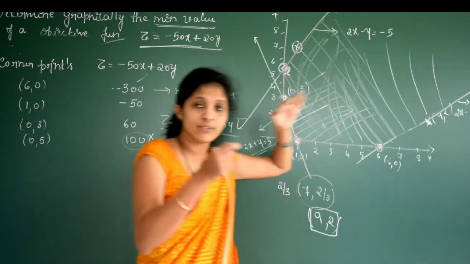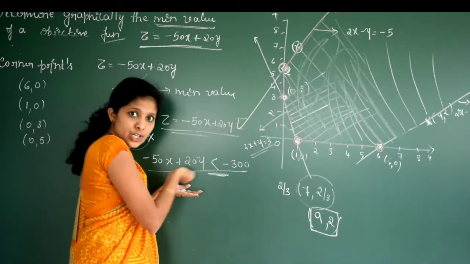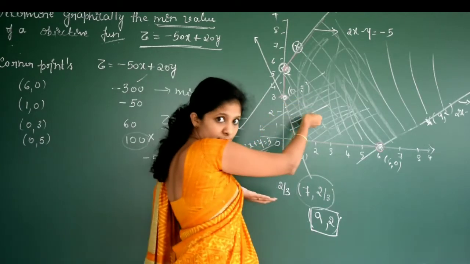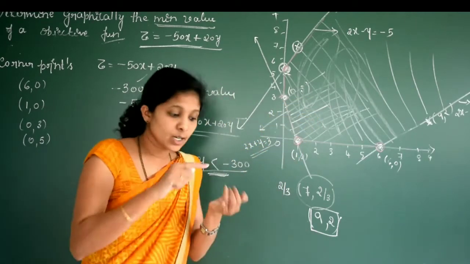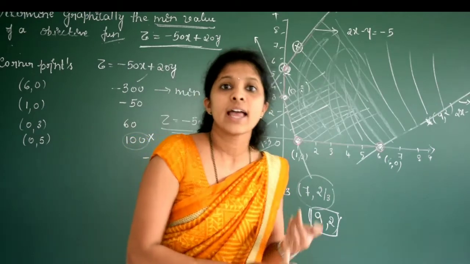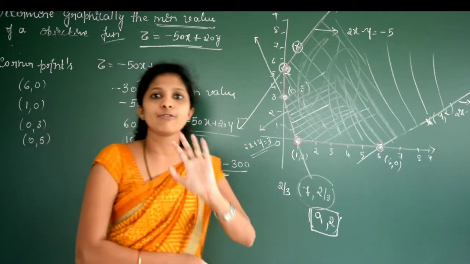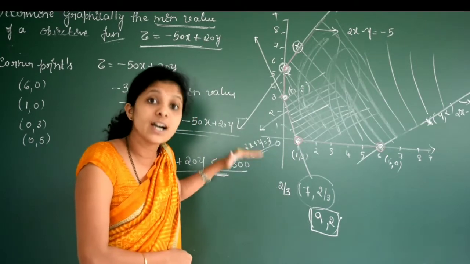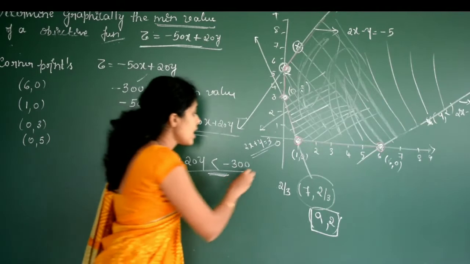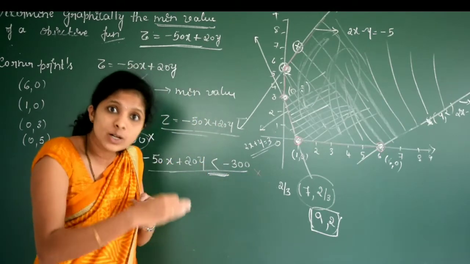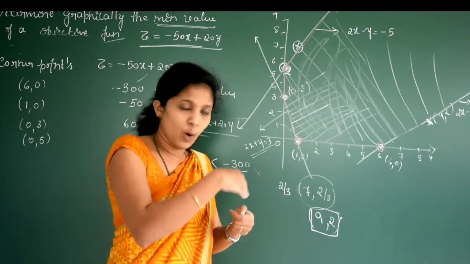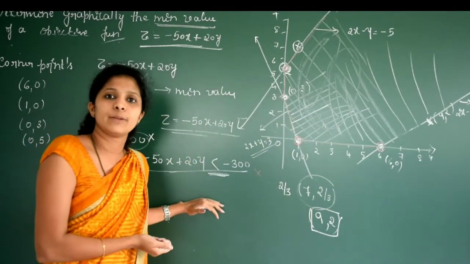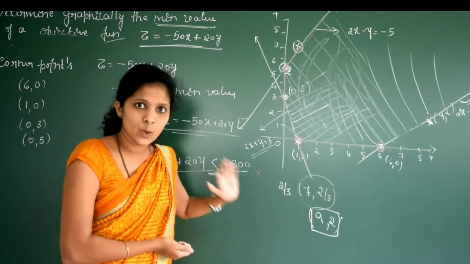You have to check whether the graph of the equation of this line has a common point with the solution region. If it has a common point with the solution region, then this cannot be a minimum value. Is it clear? If this line has a common point with the solution region, then this is not the minimum value. If it does not have a common point with the solution region, then we can say that minus 300 will be a minimum value. I hope you understood this one.